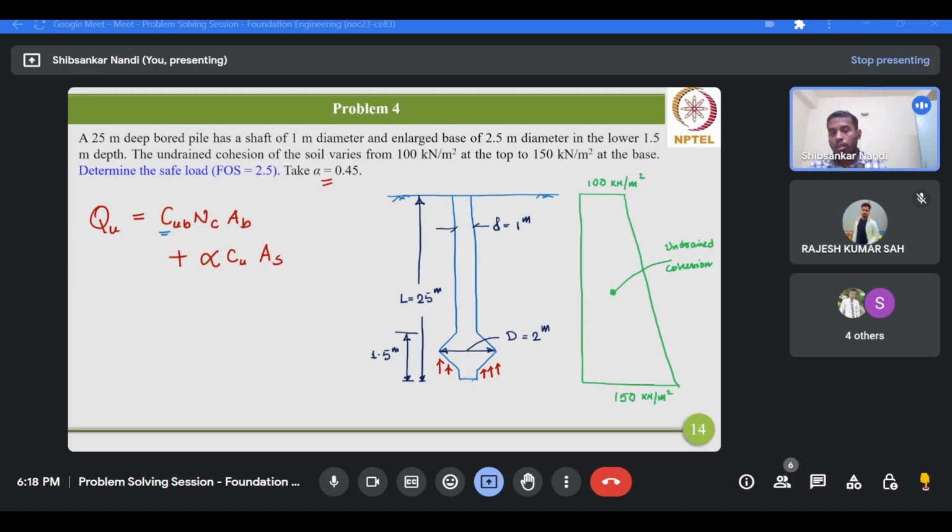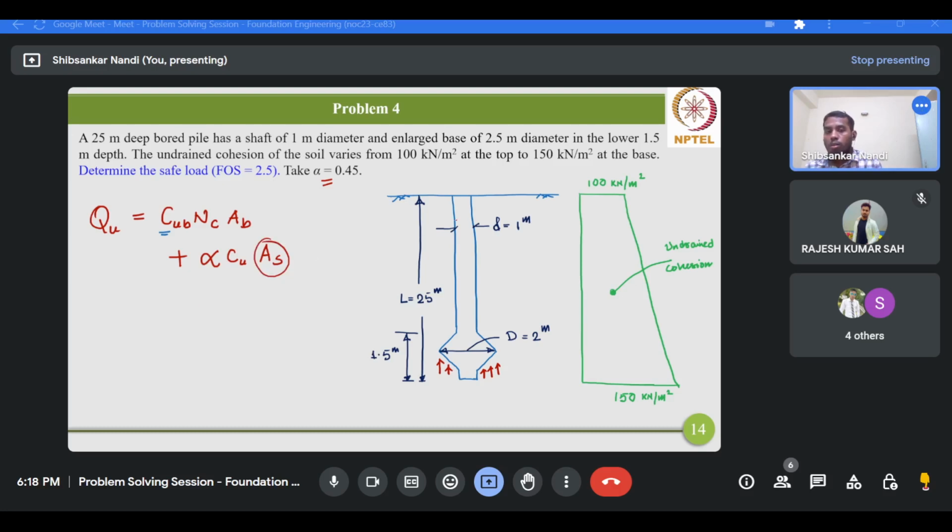So instead of the simple pi by 4 times small d square, which is the cross sectional area of the shaft, you have to use the cross sectional area of the bulb. So this is one change in this equation as compared to the previous problem. Now what is the second change? The second change is in the surface area.